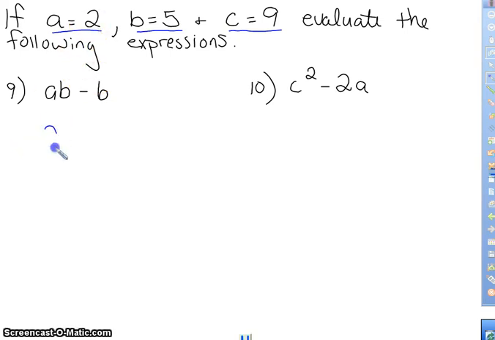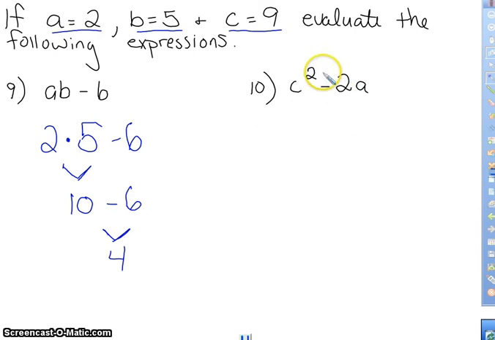So A is 2, so I have 2 times B, which is 5, minus 6. Okay, so I have multiplication and subtraction. I know I must do multiplication first. 2 times 5 is 10. Subtract your 6, and I get 10 minus 6 is 4.